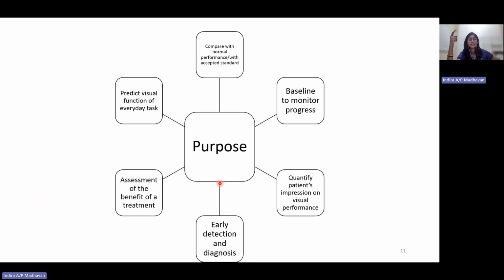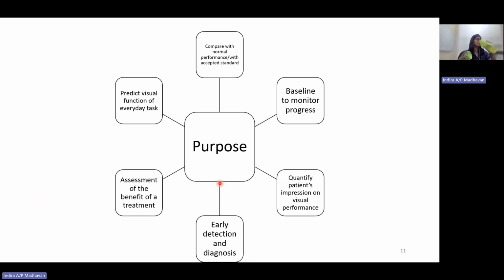Number two is a baseline to monitor the progression. As I mentioned earlier, when they come the first time, we measure the LVQOL, then after 3 months or 6 months, we monitor the patient again so that we know the progression. Is it getting better, getting worse, or stagnant? Rather than asking verbally, we can have a proper systematic way to identify what problem the patient is having.